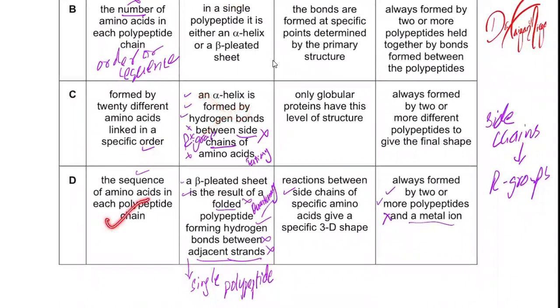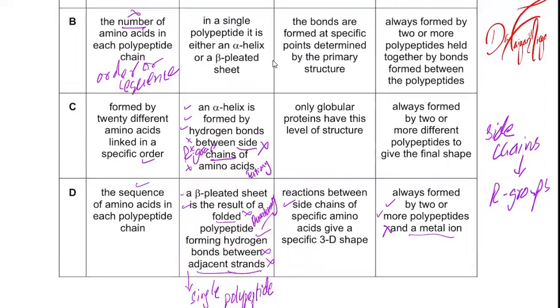In D, again, the first option is correct. The second option, in the second structure, is wrong. It's a beta sheet. Resulting in folding? No, it won't fold. It's just folded partially. It's not a complete three-dimensional folding. Forming hydrogen bonds between adjacent strands. Even if we take that, okay, fine, this folding is correct. There is no concept of multiple strands being together in a secondary structure.